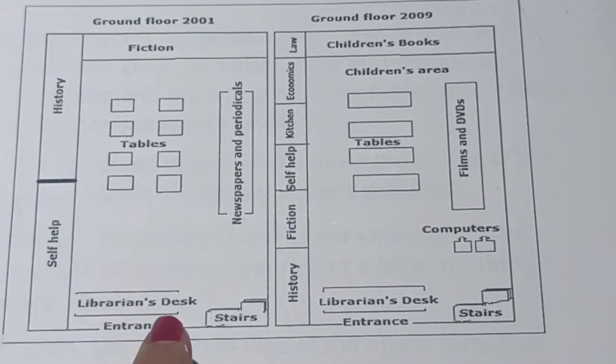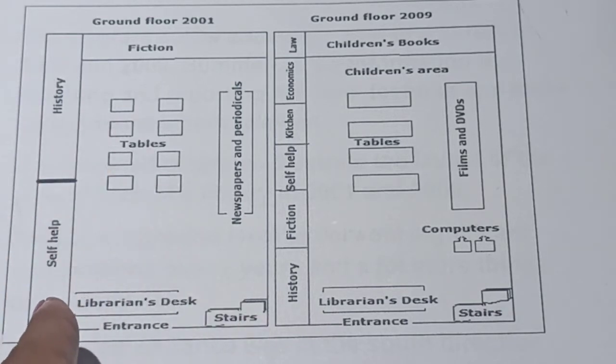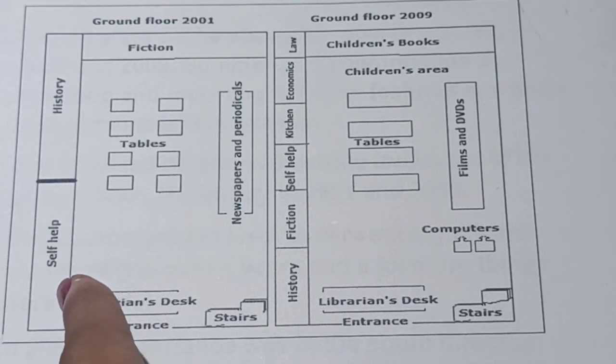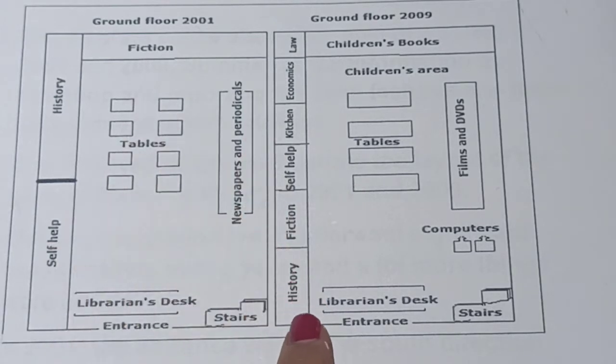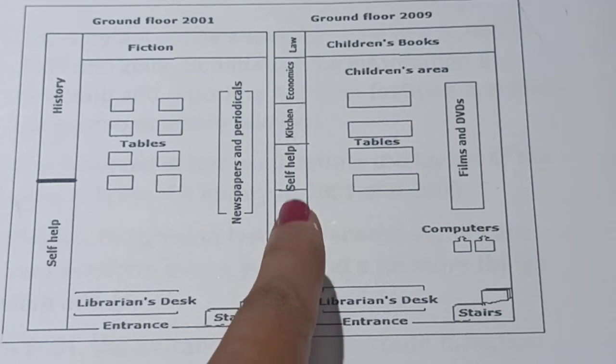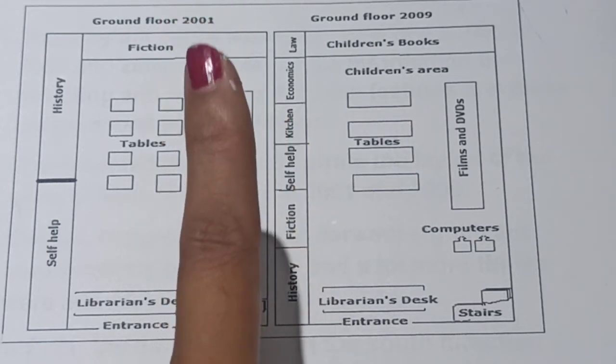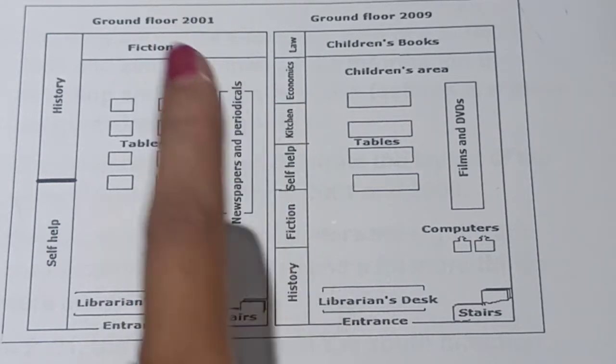We can see that the entrance remained unaltered. There was no change to the entrance, librarian's desk and stairs. The rest: on the left of the entrance there were shelves for self-help and history, which are converted to be used for history books, fiction books, self-help, cooking, economics and law in the year 2009.